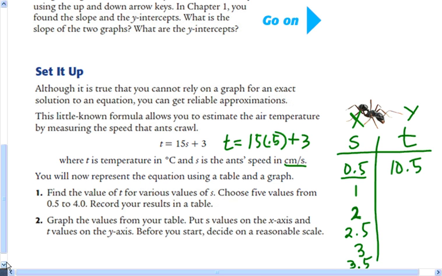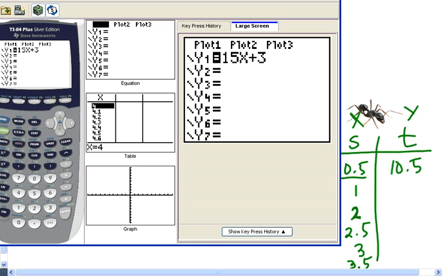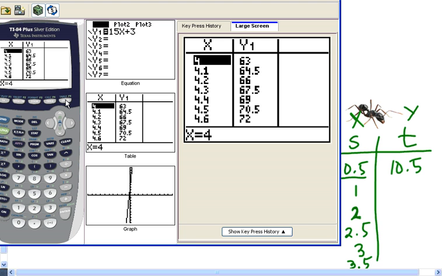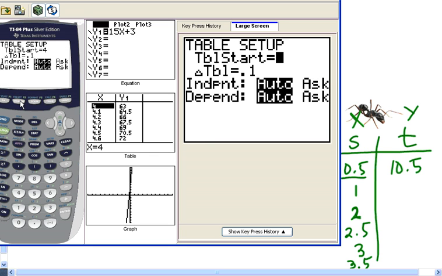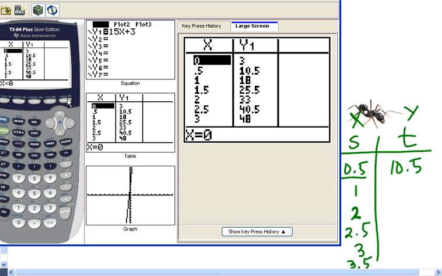You could get these a little faster by using your equation and your table. Remember, your table is just full of results that are solutions to the equation. You might want to set your table to start at 0 and go up by halves, depending on what kinds of numbers you pick. If you pick numbers that are in between halves and wholes, then you might set your table set to go up by 0.1. So there's a bunch of values there, so you can use those to fill in your table.